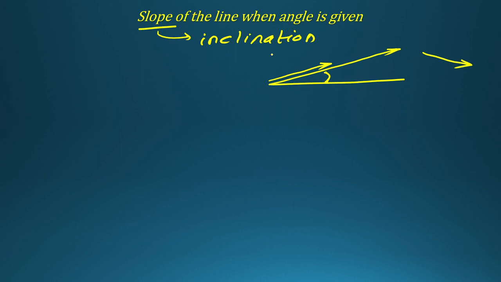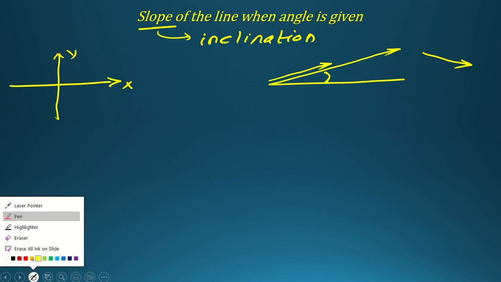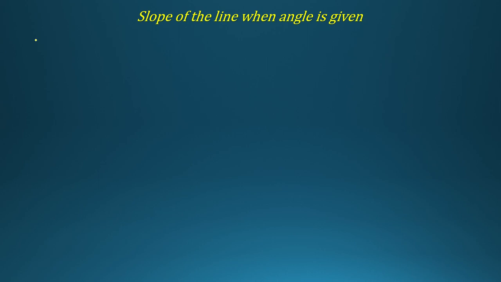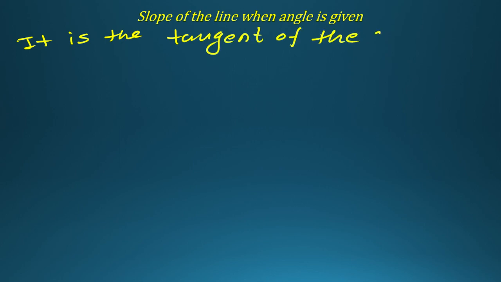Now when we say inclination, then in the graph in mathematics we have two lines, x-axis and y-axis. Then again there will be confusion whether it is the inclination with the x-axis or with the y-axis. So to make uniformity in the sentence, we say that the slope is the tangent of the angle.